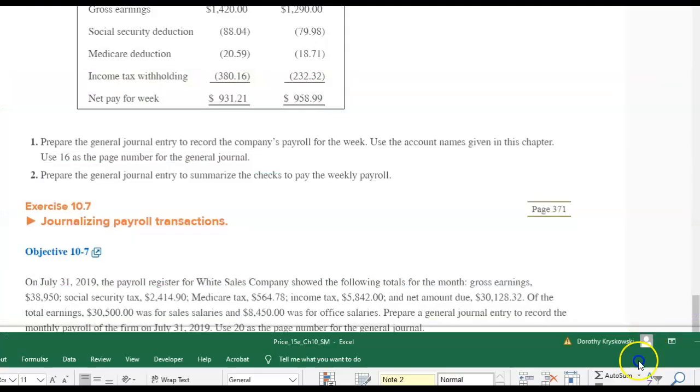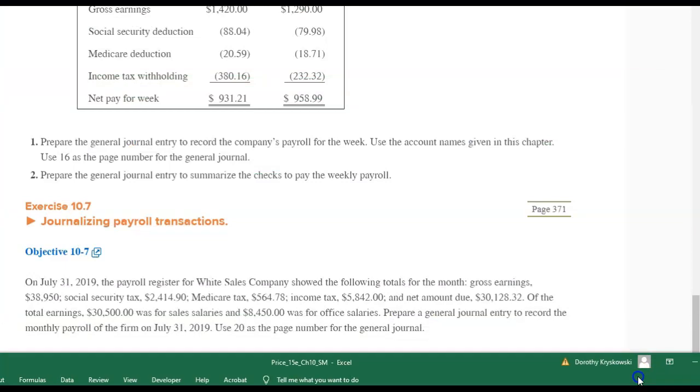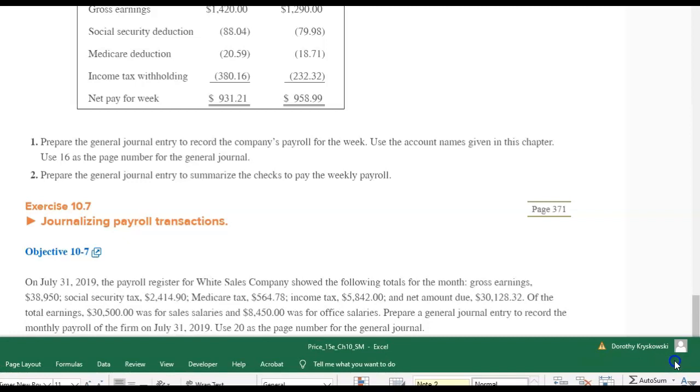Here we go. Okay, so we know that White Company showed the following totals for the month: gross earnings $38,950, Social Security tax, Medicare tax, income tax, net amount due. Of the total earnings, how much was for salary and how much was for office. It's separated as they are taxed differently. There are different categories. One is hourly, one is probably exempt. Prepare a general journal entry for the monthly payroll. Use page 20 of the journal.